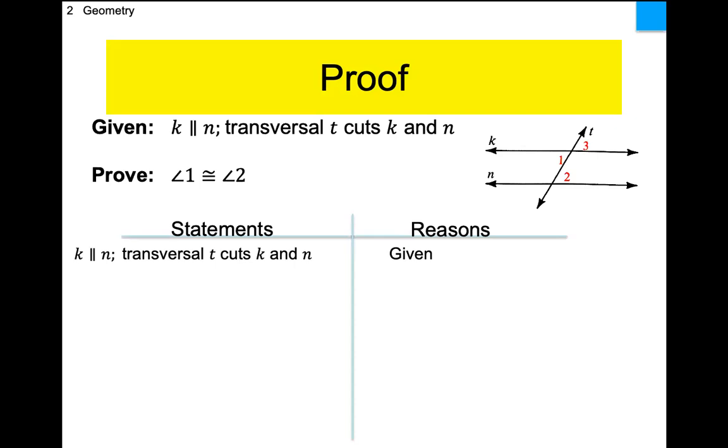The last statement is always, never changes. The last statement in any proof is always the proof. Now, I'm going to show you how much work this one involves. Notice there's not much space here. This is how much work this one involves.